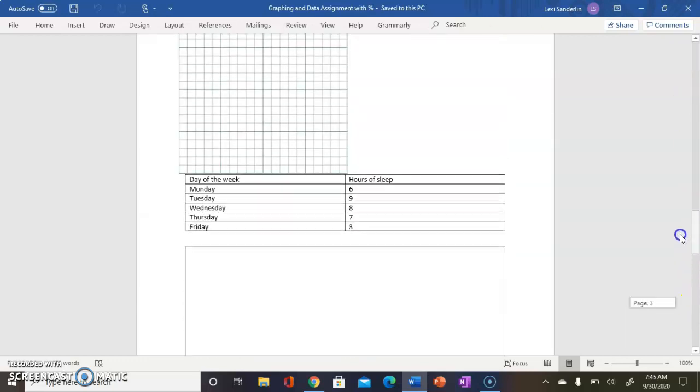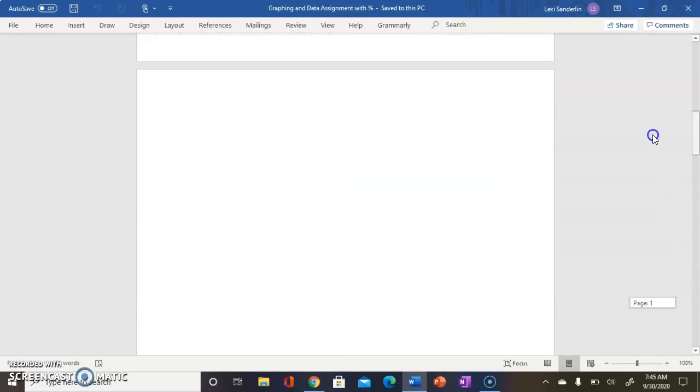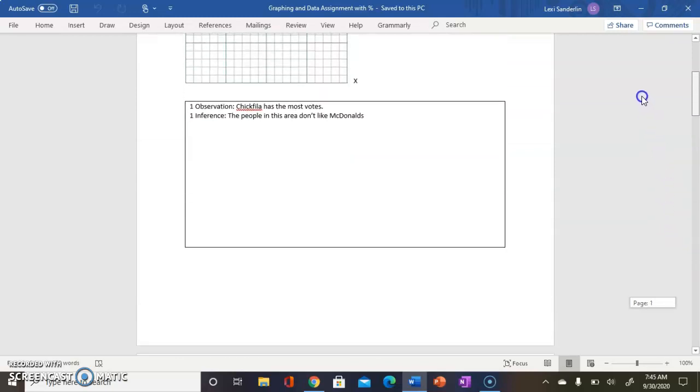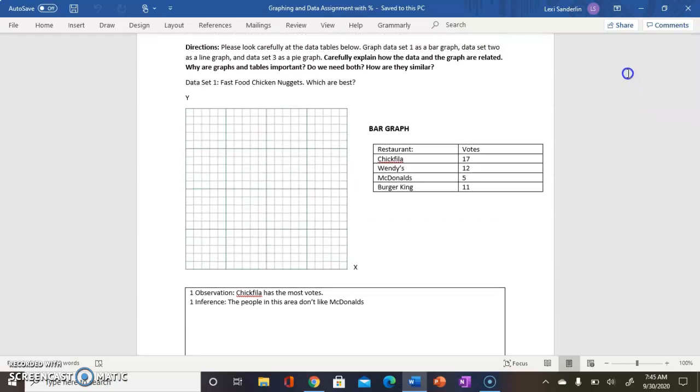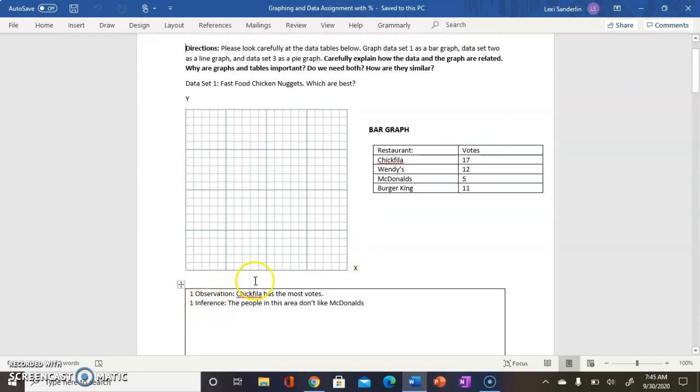So for each section, since we have talked about observations and inferences, I would like you to write one observation and one inference. Remember, observations are based on the data. So for this observation, a good one would be that Chick-fil-A has the most votes. You can clearly see that Chick-fil-A has 17 compared to all the other votes.